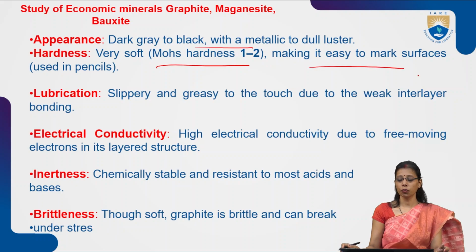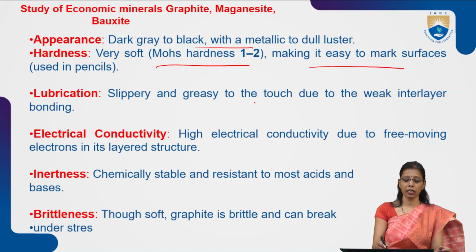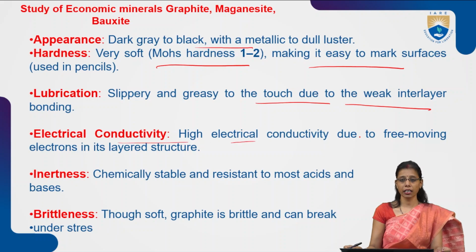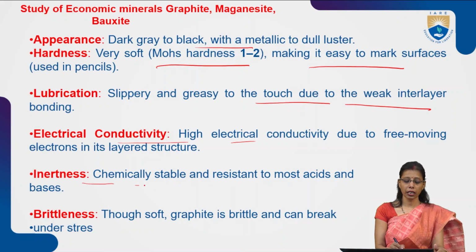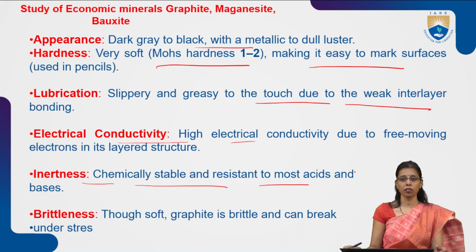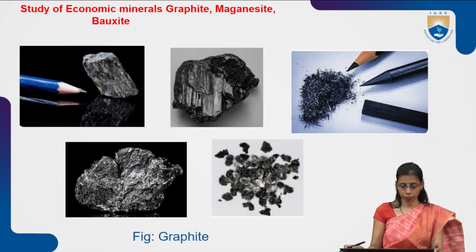It is easy to mark surfaces, so it is used in pencils. As a lubricant, it is slippery and greasy to touch due to weak interlayer bonding. It has high electrical conductivity due to free moving electrons in the layered structure. It is chemically stable and resistant to most acids and bases. Though soft, graphite is brittle and can break very easily under stress. This is how graphite looks like. It is used as pencil lead, as a lubricant, or as a lithium battery cell.